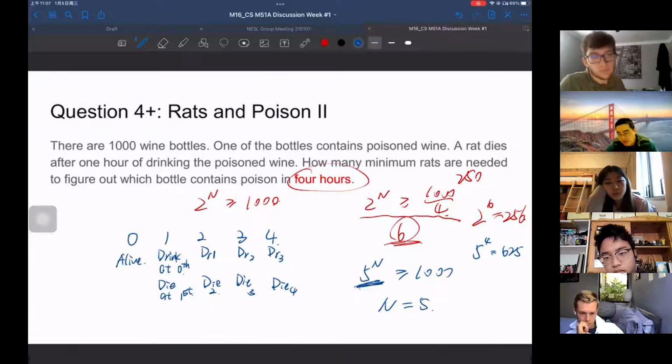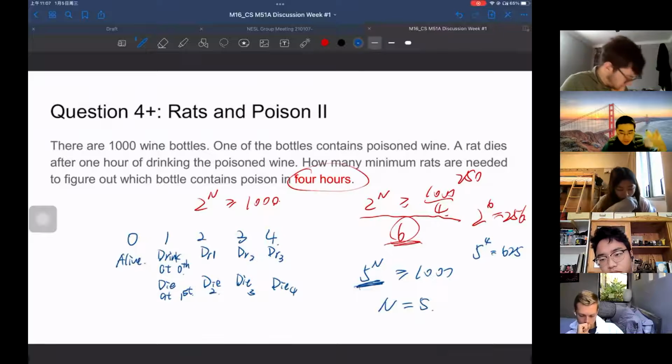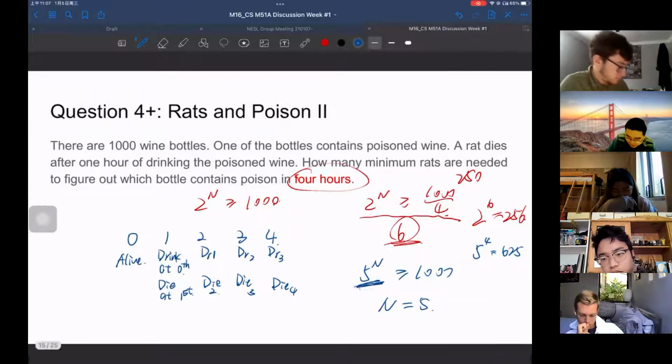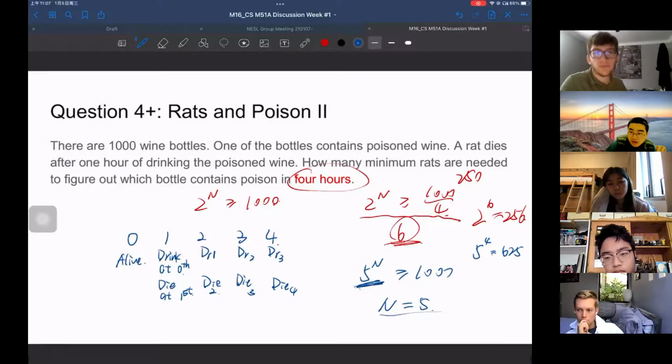We have 4 hours, 4 trials. So that means we can have 5 states per rat. Then we are using quinary to encode the whole bottles. So 5 to the n is greater than 1000. Of course, n equals 5. That makes sense? Can I go on? Okay, if no more questions.